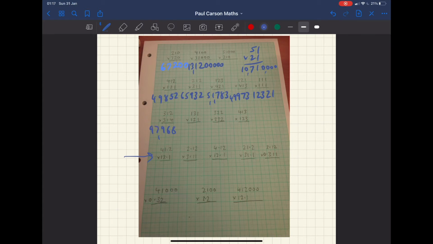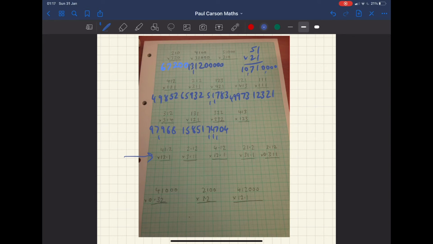131 times 121: 1, 5, 1, 1, 6, 3 and 2 is 5, and 1 times 1 is 1. Nice symmetry in that answer as well. 322 times 232: 4, 4 and 6 is 10, 6, 4 and 6 again is 16 plus 1, 17. 9 and 4 is 13, so that's 14. 3 2 is 6, 7 4, 704.